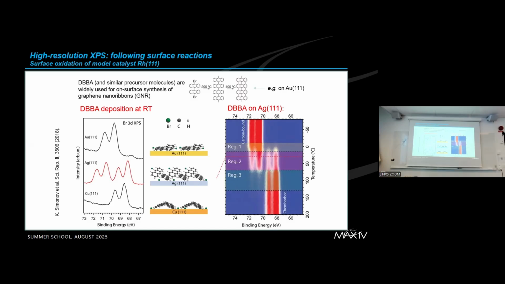And for this, obviously, you need very good surface sensitivity, because you have a very small amount of, for example, these bromine atoms, and you have to be really surface sensitive to record them with a good resolution.